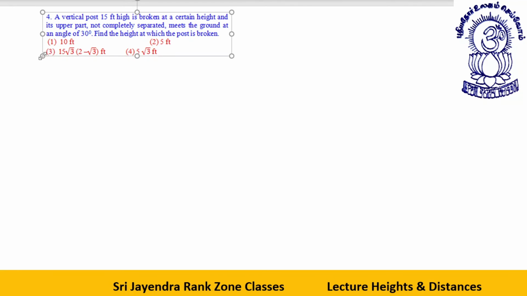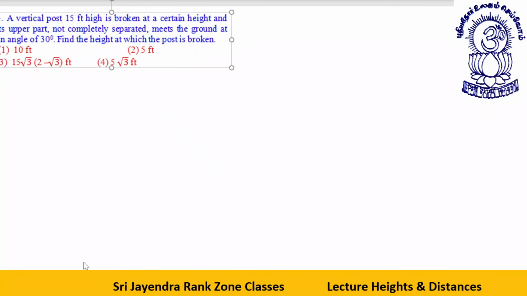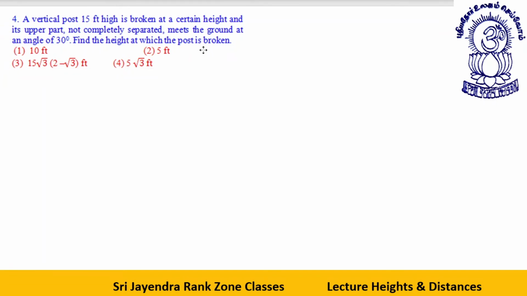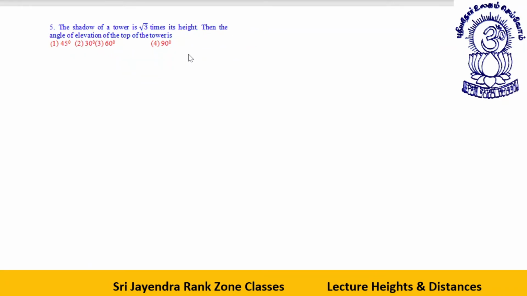Next is. I hope this part is visible right now. A vertical post 15 feet high is broken at a certain height and its upper part, not completely separated, meets the ground at an angle 30 degree. Find the height. This is also we have done. I don't know why.